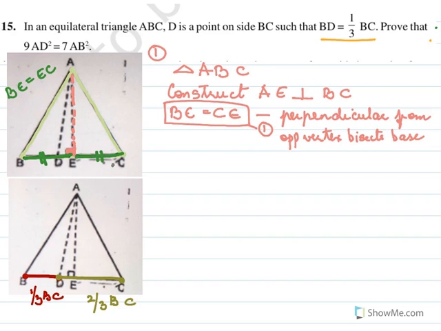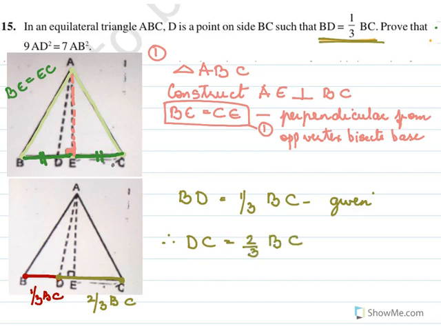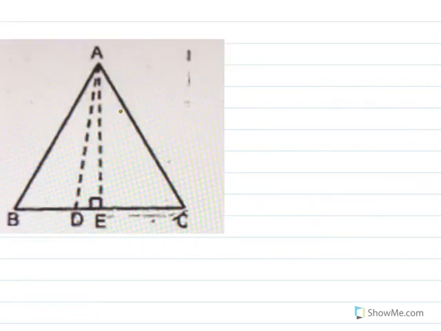So it is given to us that BD equal to 1/3 BC, given. Therefore, we can write DC is the rest. Rest of 1/3 is what? 2/3 of BC. So I will put both these statements as equation 2, which I will need to use later. Now in this sum, remember, we need to show 9AD square equal to 7AB square. This is where we need to reach.